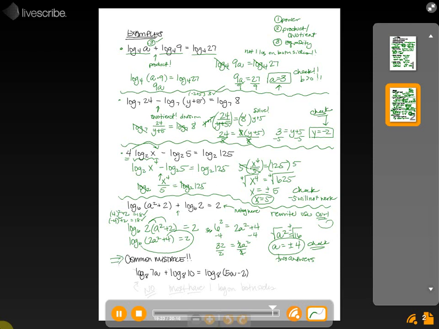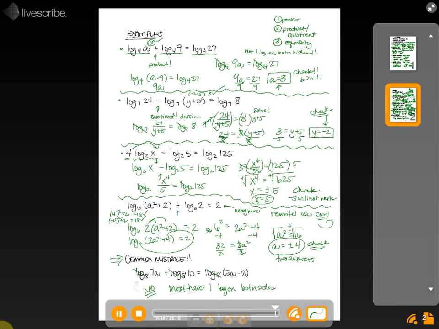Now, one last thing I want to talk about here is a common mistake, and I've already talked about it once. If we have a problem like log base 8 of 7a plus log base 8 of 10 equals log base 8 of 5a minus 2, what happens a lot is people just cancel these out. And this is a no, you can't do that. You must have one log on both sides.